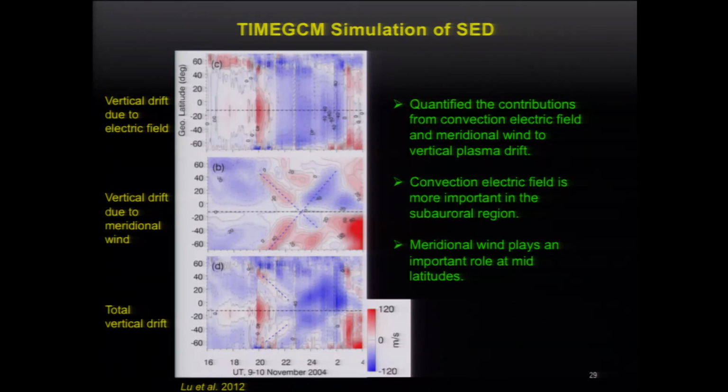Using the TIME-GCM, Liu et al. estimated the contribution from the penetration electric field and the meridional wind to the total vertical drift. What they found is that it depends on where you are looking. In the subauroral region, the contribution from the penetration electric field is very important, but as you move to mid-latitude, to lower latitude, the thermospheric wind becomes more and more important.